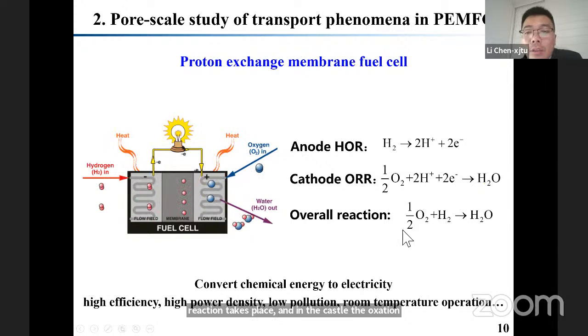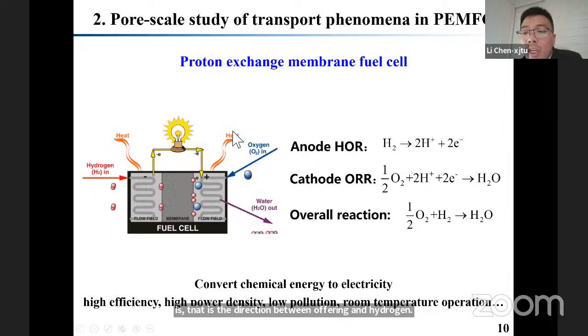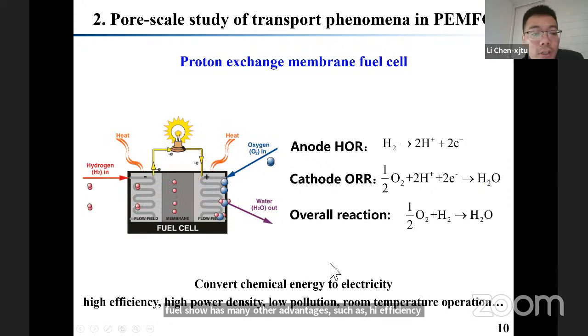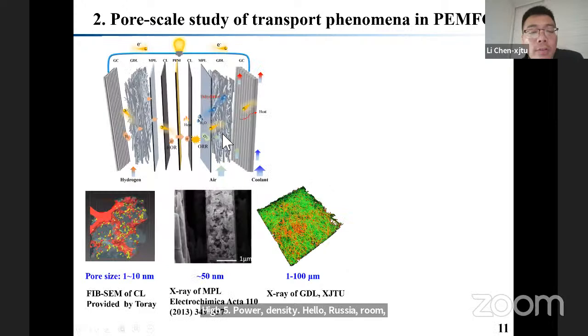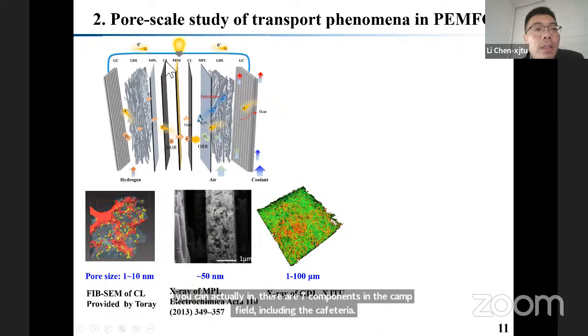And the overall reaction is very simple. That is the reaction between oxygen and hydrogen, and liquid water is generated. Such a PEM fuel cell has many advantages, such as high efficiency, high power density, low pollution, and room temperature operation, and thus has drawn much attention. There are several components in the PEM fuel cell, including the gas channel, the gas diffusion layer, the microporous layer, the catalyst layer, and the proton exchange membrane.